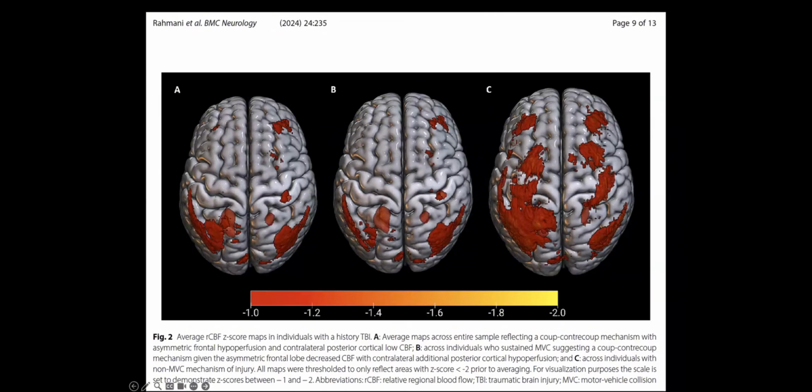If you look at the non-motor vehicle collisions in part C, the abnormally low blood flow is asymmetric. There's more of it clearly on the left side than on the right side. But at the same time, it's more bilaterally present. And so we can get some insights on the blood flow in understanding abnormally low ASL, and that is insightful from that standpoint.